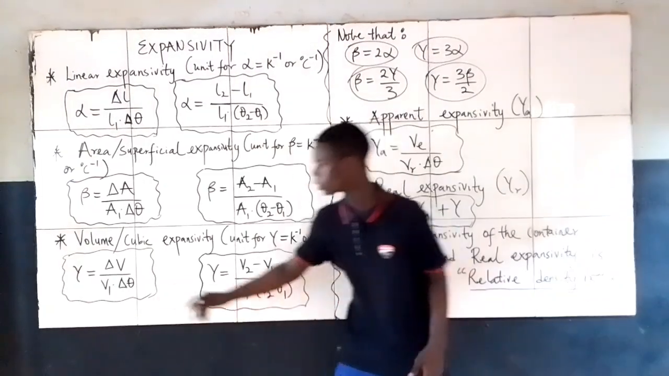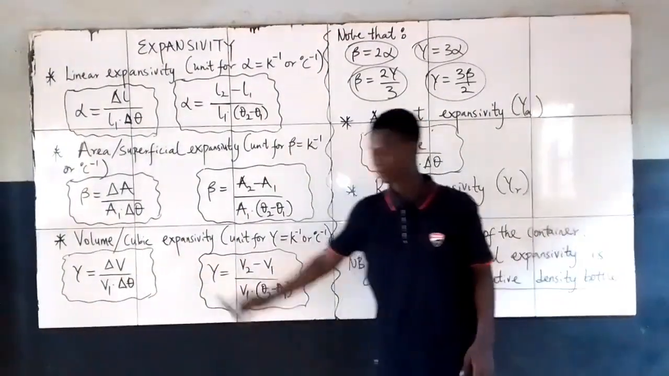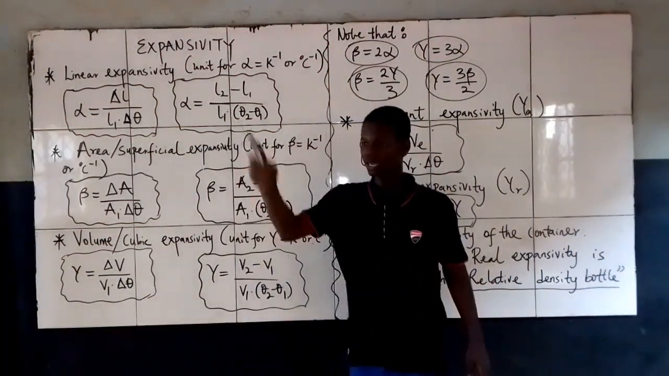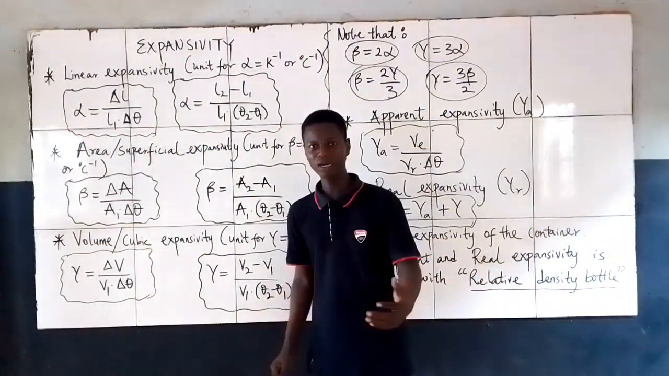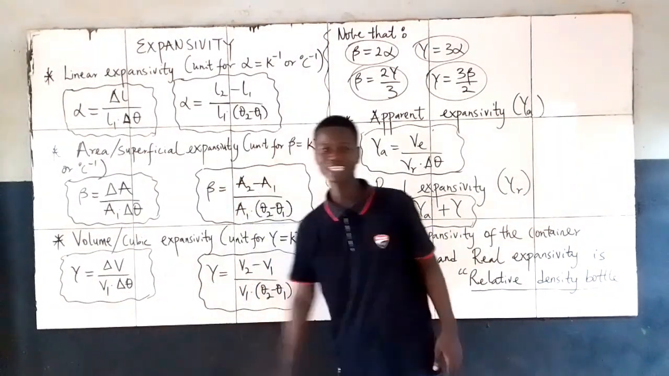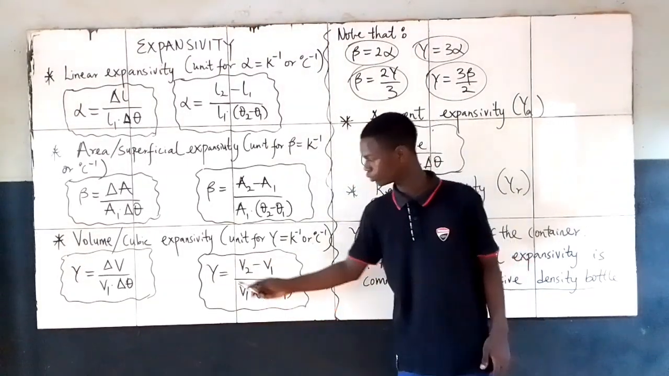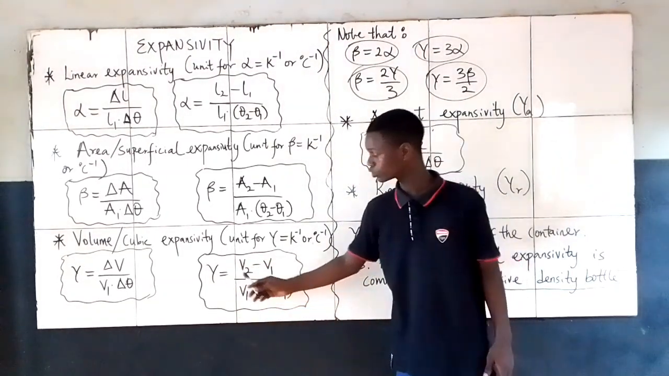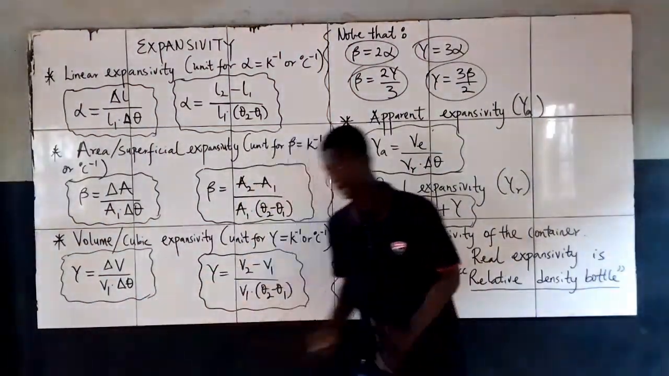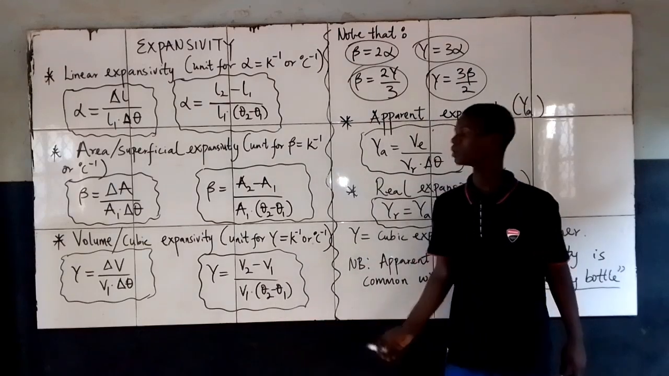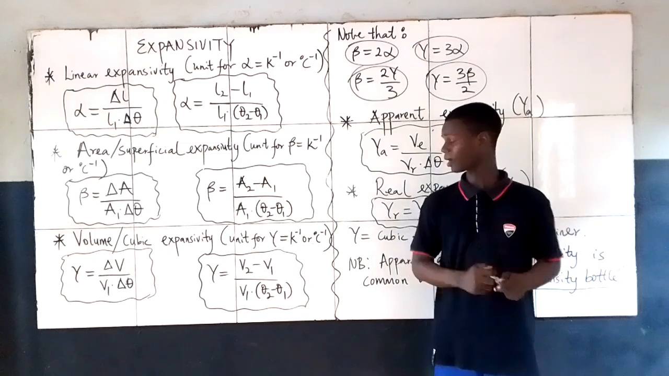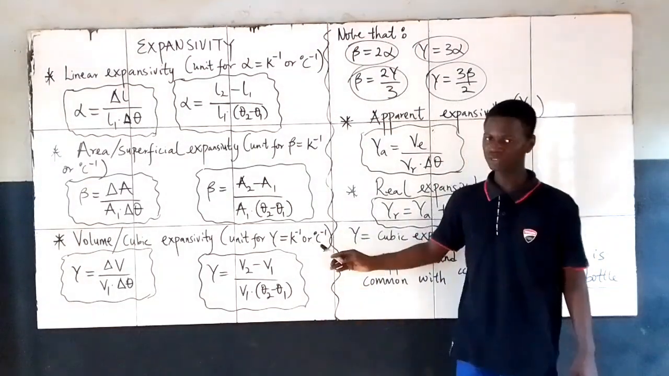Straight now we'll be looking at volume or cubic expansivity. The symbol for volume or cubic expansivity is the gamma sign, a slanting Y. The formula is the change in volume over the original volume times the change in temperature. Expanded, volume expansivity is equal to V2 minus V1, representing change in volume, over V1 times change in theta, expanded to become theta 2 minus theta 1. The unit for volume or cubic expansivity is the same: per Kelvin or per degree Celsius.